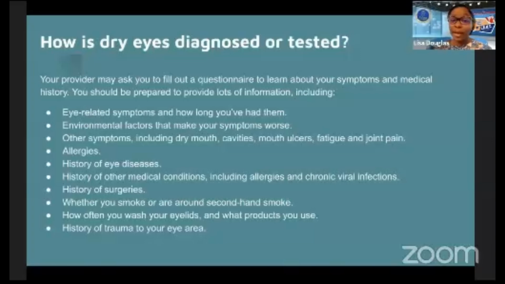You should be prepared to provide lots of information, including the following: eye-related symptoms and how long you've had them, environmental factors that make your symptoms worse, other symptoms including dry mouth, cavities, mouth sores, fatigue, and joint pain, allergies, history of any kind of eye disease, history of other medical conditions including allergies and chronic viral infections, history of surgeries, whether you smoke or are around secondhand smoke, how often you wash your eyelids and what products you use, and history of trauma to your eye area.